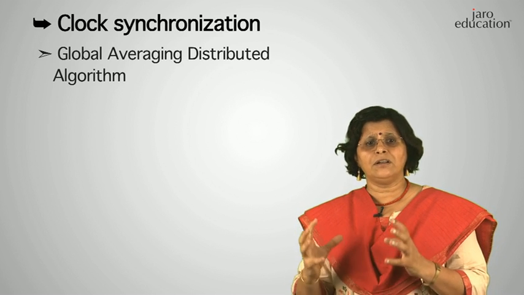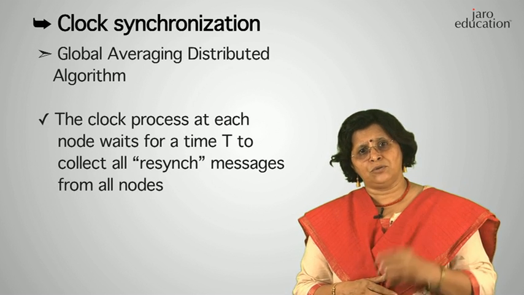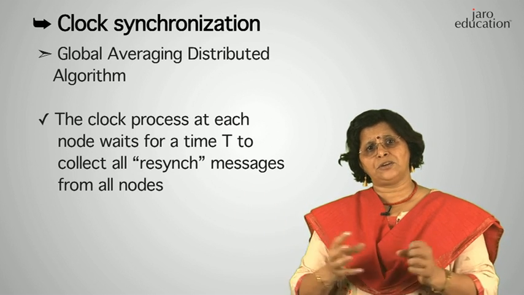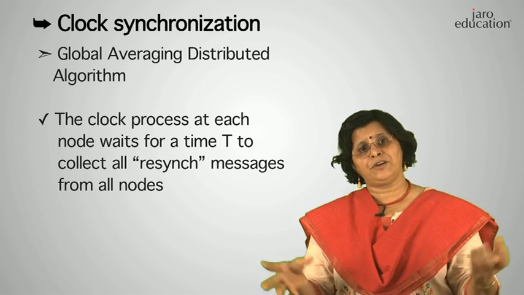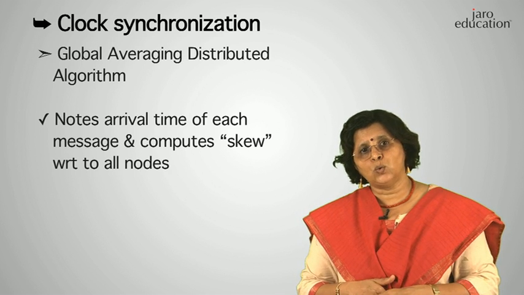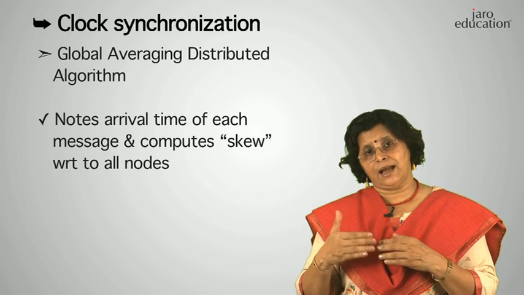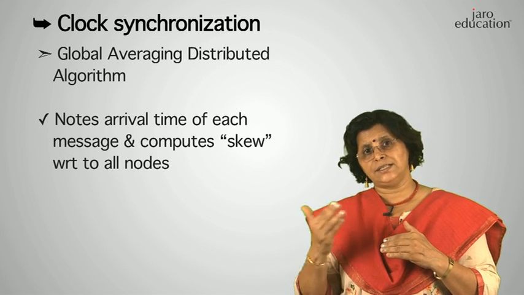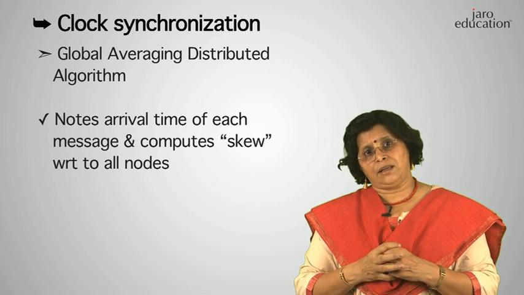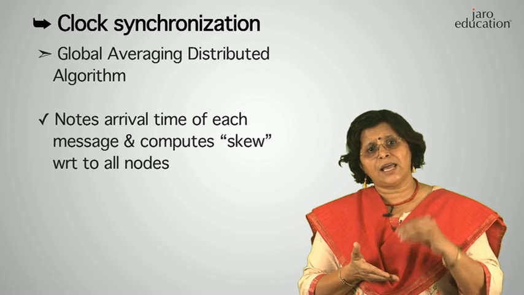So how does this particular global averaging distributed algorithm work? The clock on each node is going to wait for a particular time and collect resync messages from all the other nodes, and this will be done by every node. When the messages come in, it will calculate a small skew with respect to the other node. So I have my time, say 10:20, but somebody else sends me 10:25 and the other one sends me 9:30. So skews are taken, skews are averaged out, and after averaging it out, my actual time is calculated.